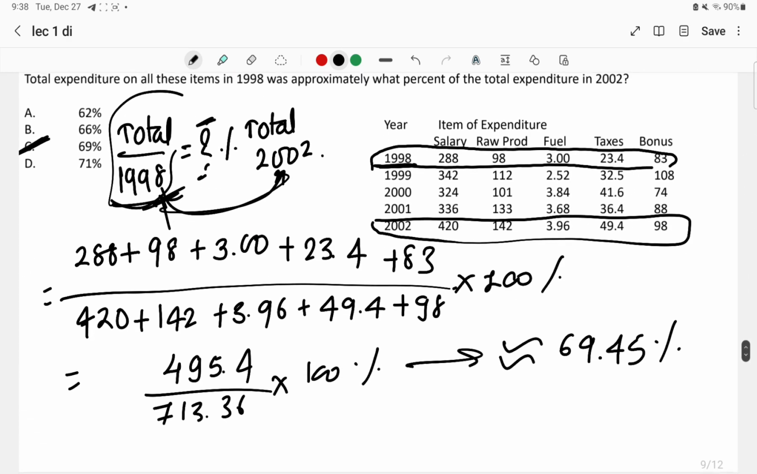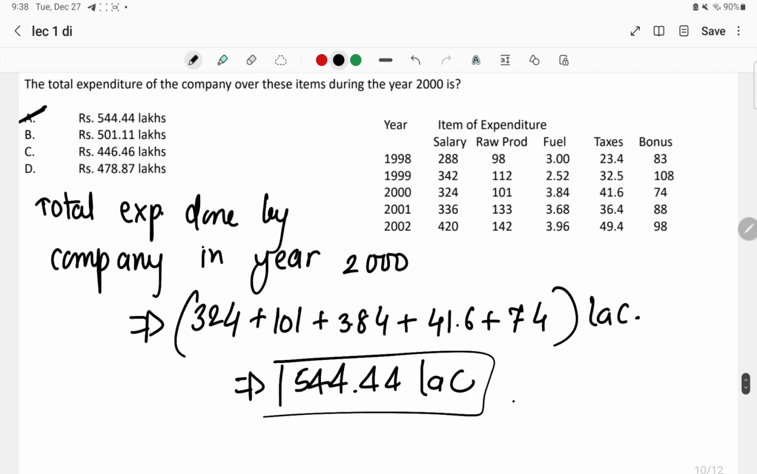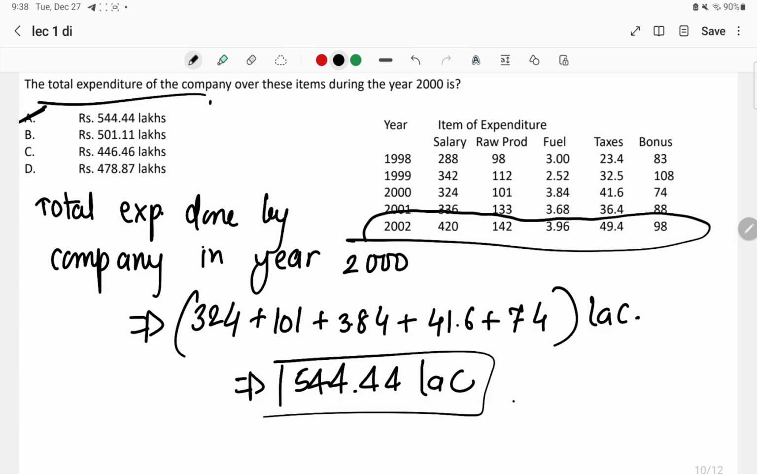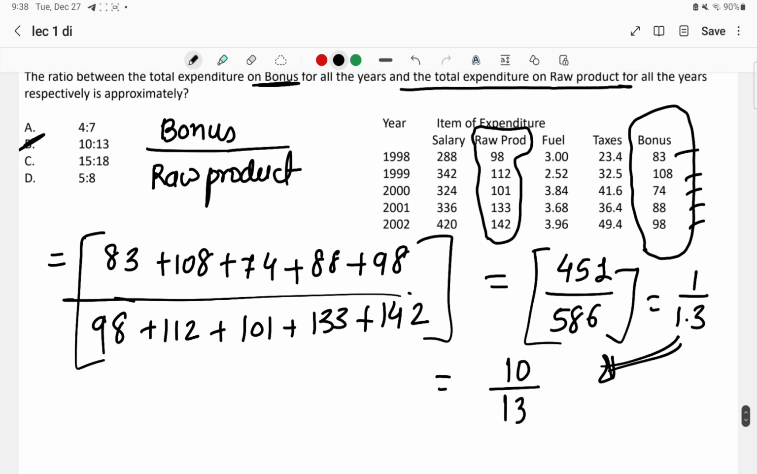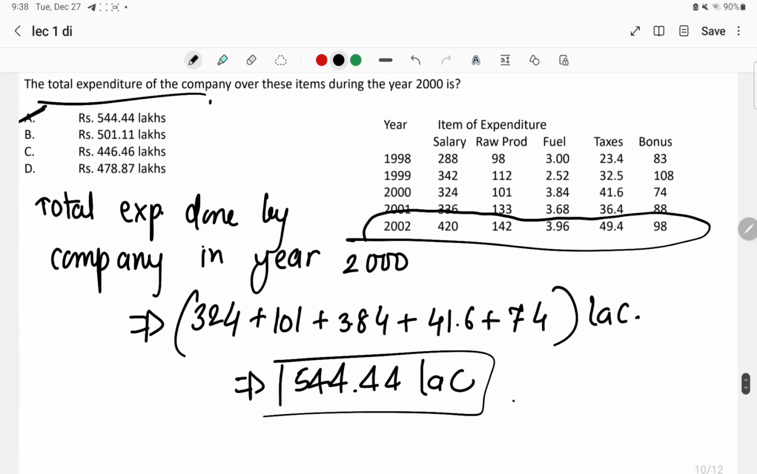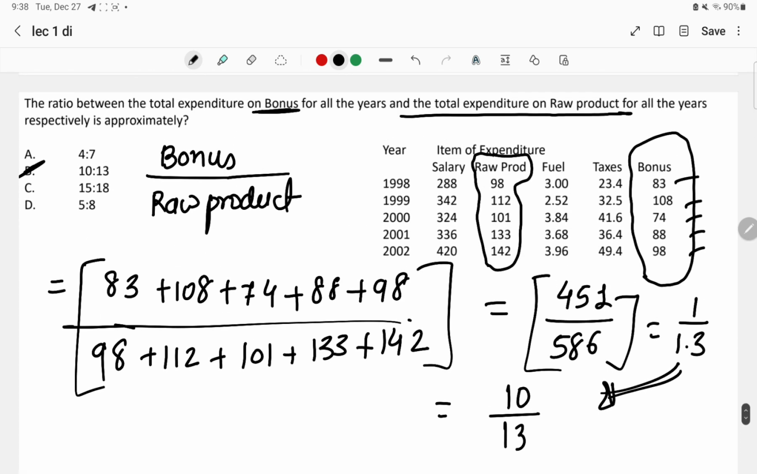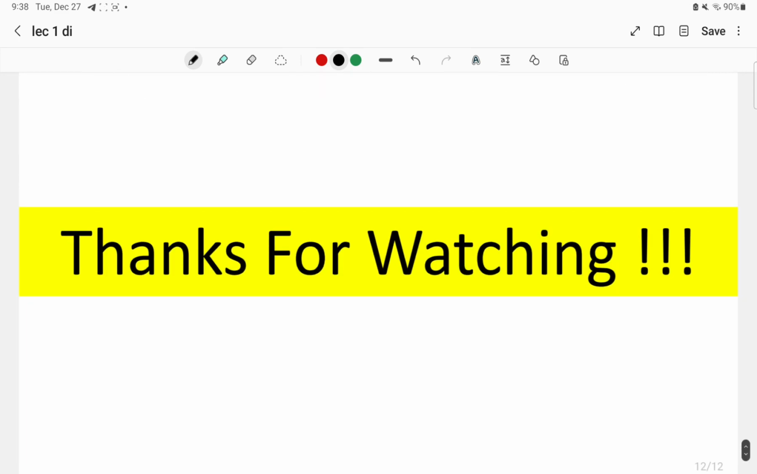Okay, nextly what we have seen, फिर से percentage वाला ही question देखा हमने. Nextly we have seen about the total expenditure and we have calculated it by doing the summation of the expenditure done on salary, raw product, fuel, taxes and bonus in the year 2000. Moving on to the ratio between total expenditure on bonus upon the raw product. दिस वॉज सिंपली अगेन द क्वेश्चन फॉर द रेशो. सो इस तरीके से हमें डेटा इंटरप्रिटेशन के क्वेश्चन सॉल्व करने.